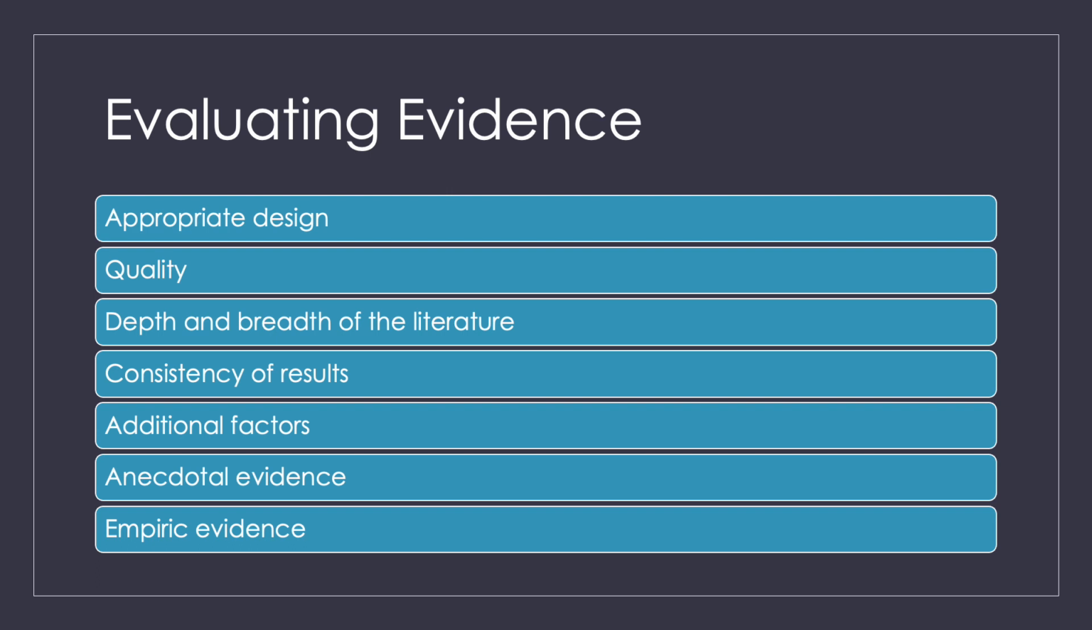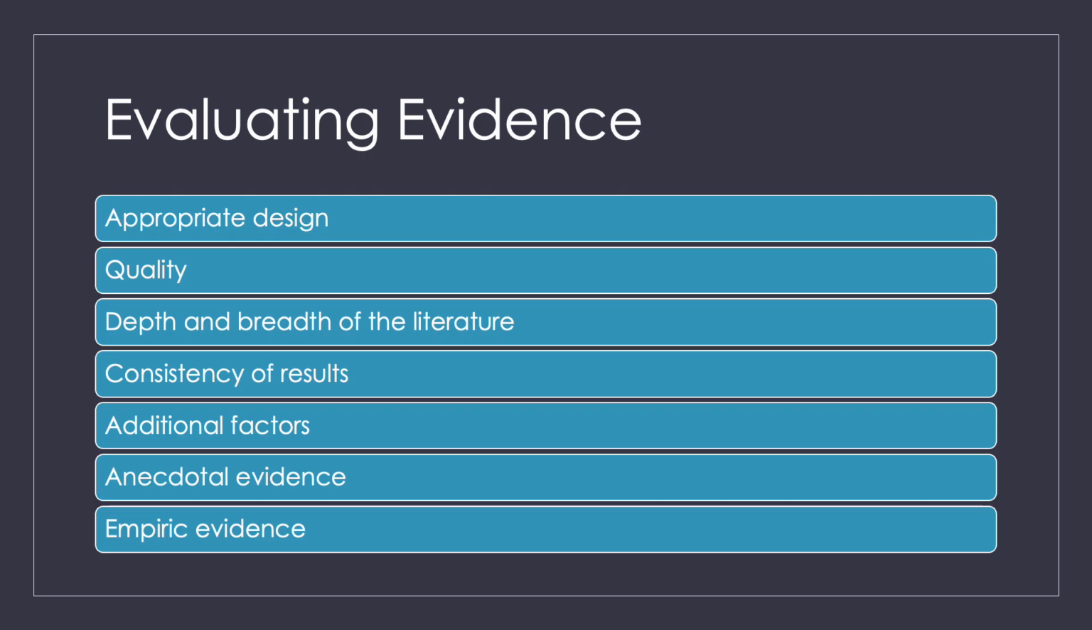When we evaluate the evidence, this can come from professional organizations, as we just looked at the USPSTF, or it can be something that we have to do because maybe there isn't a treatment guideline that's out there or a screening guideline that's out there. So how do we evaluate the evidence? Well, first we want to look at the design and make sure it's appropriate for what is being tested. We want to look at the quality. We want to look at the depth and the breadth of the literature all around.